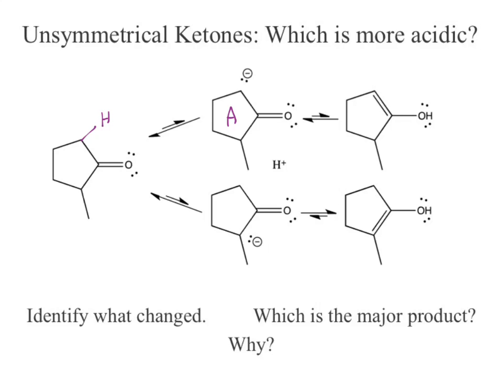Carbon, to the left of the carbonyl. Okay, I see that now. How did we get compound B? We went hydrogen off the other side. Are those structures different? Yes. We're putting a negative charge on a different carbon. In structure A, that negative charge is going onto what type of carbon? Secondary. In structure B, we're putting that negative charge onto tertiary.